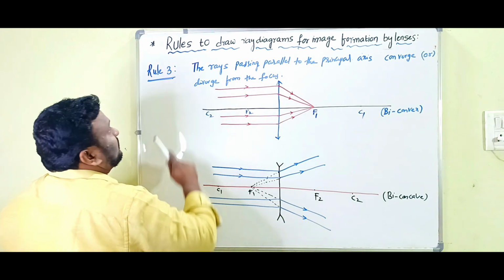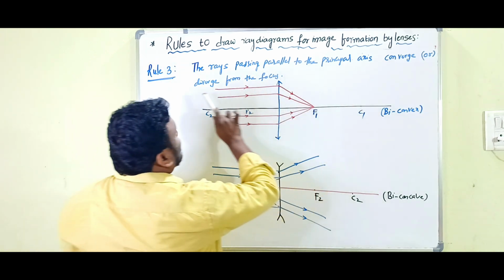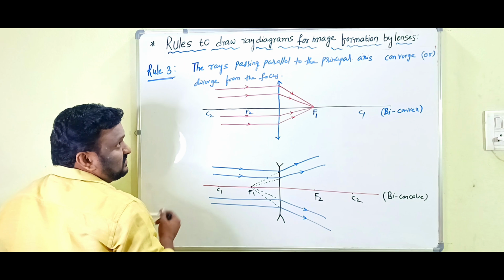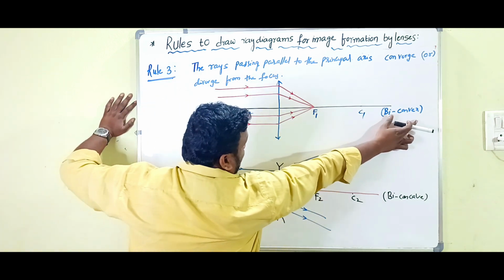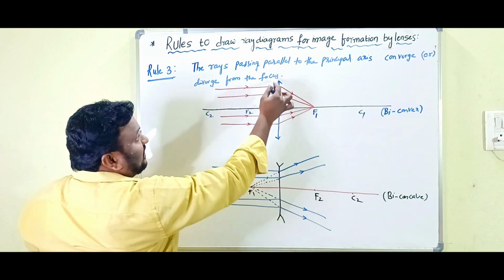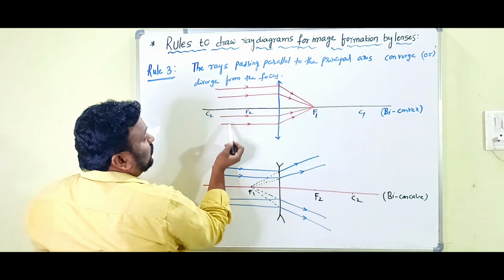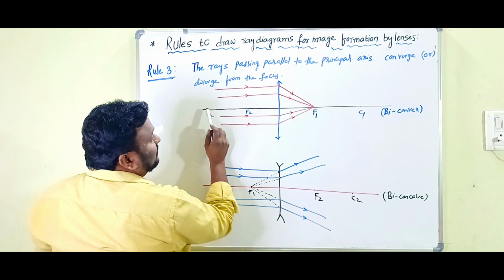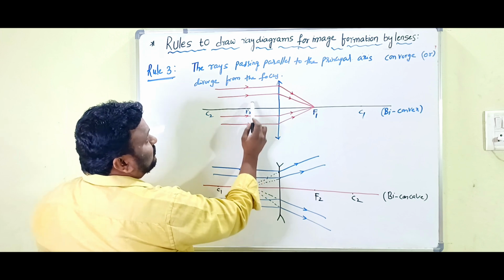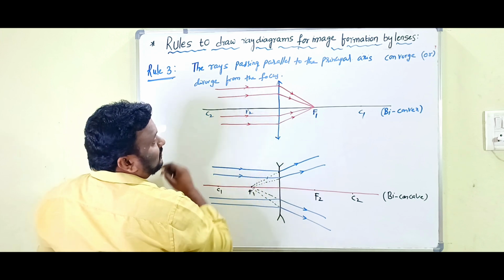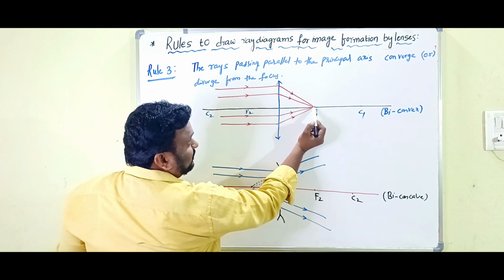Children, rule number 3: the rays passing parallel to the principal axis converge or diverge from the focus. That is the third rule. Look here, first we have taken a biconvex lens, children. The double-headed arrow represents the biconvex lens. The red light rays are parallel to the principal axis. This black line is the principal axis. For it, these are the parallel rays. After refraction, they are focused at this point.